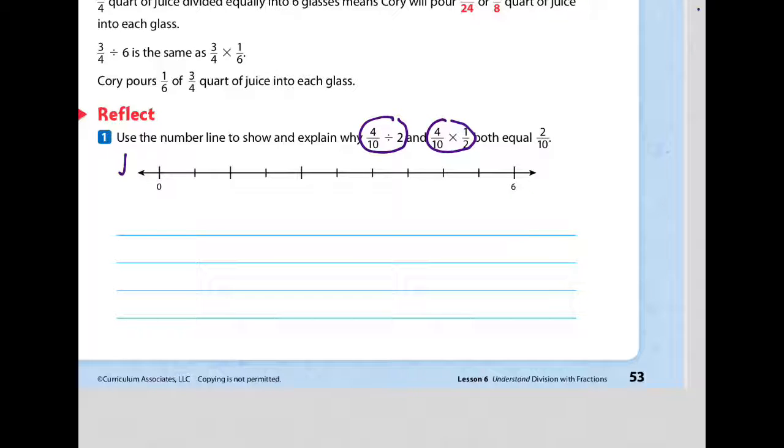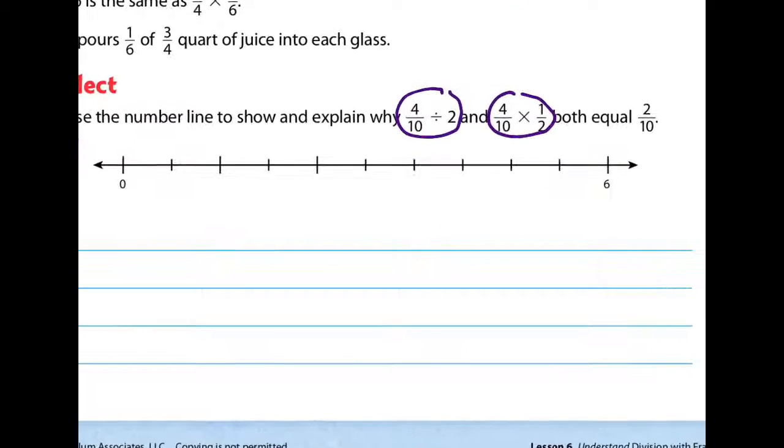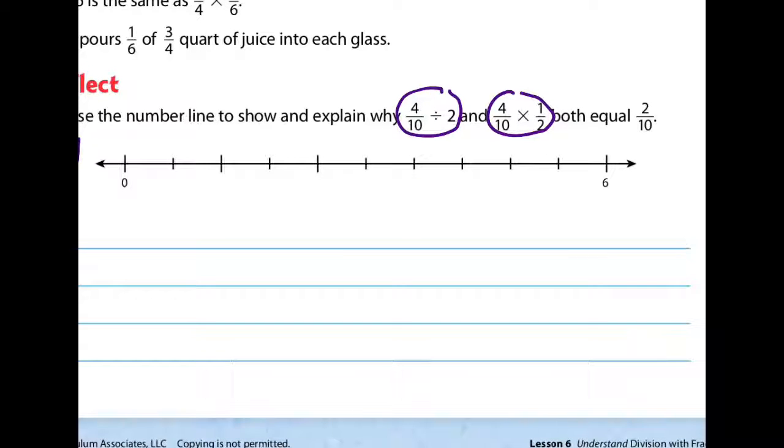So number 1 says, use the number line to show why those 2 problems equal 2/10. So I'm going to kind of show you here. Let's start with 4/10 divided by 2. In other words, we're taking 4/10 and splitting it into 2 groups. Think of 4/10 quart of orange juice split into 2 glasses. That's kind of what it means.